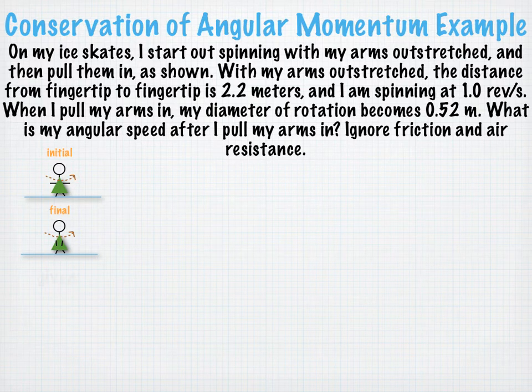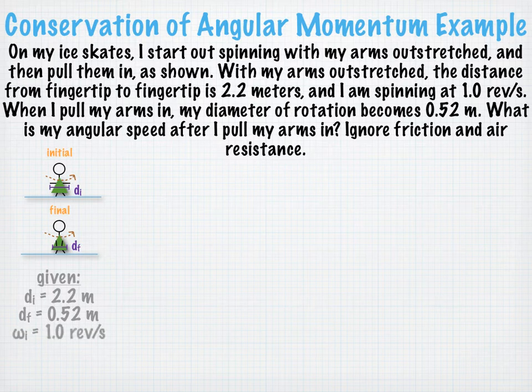Now, what are we given? The initial distance from fingertip to fingertip is 2.2 meters. We'll call this my initial diameter of rotation, d initial. And my final diameter of rotation is 0.52 meters. My initial angular speed when my arms are outstretched is 1 revolution per second.